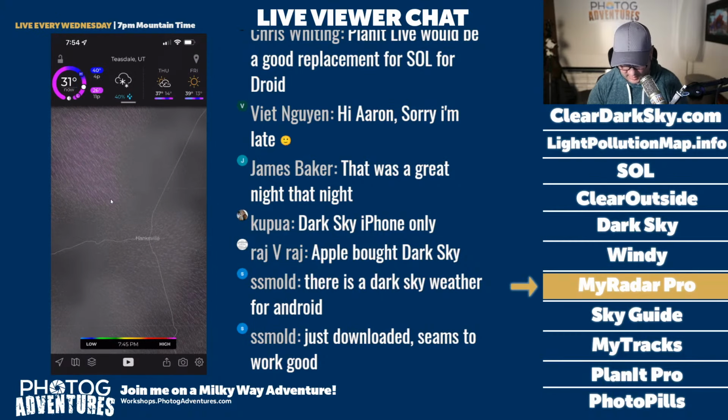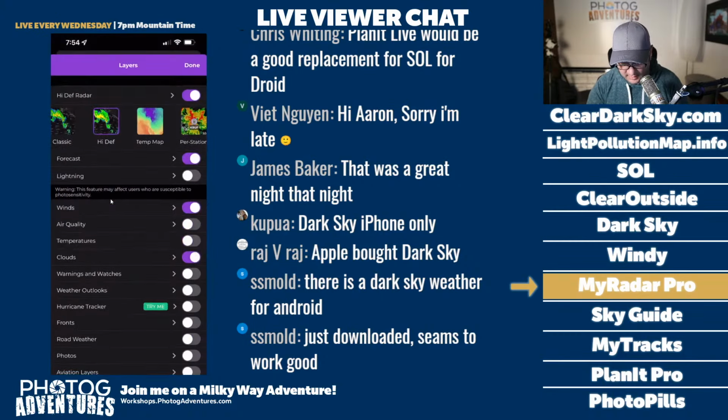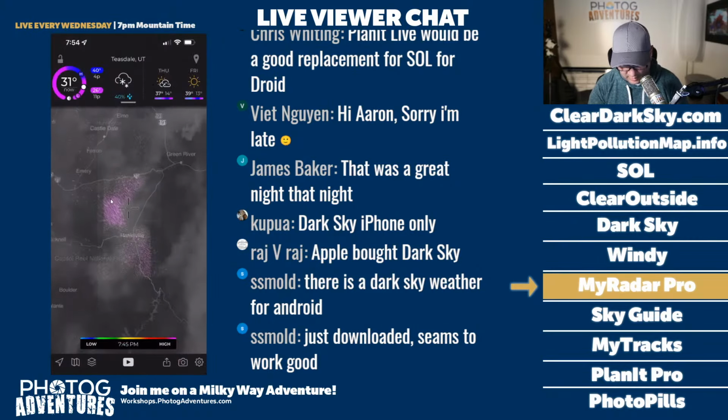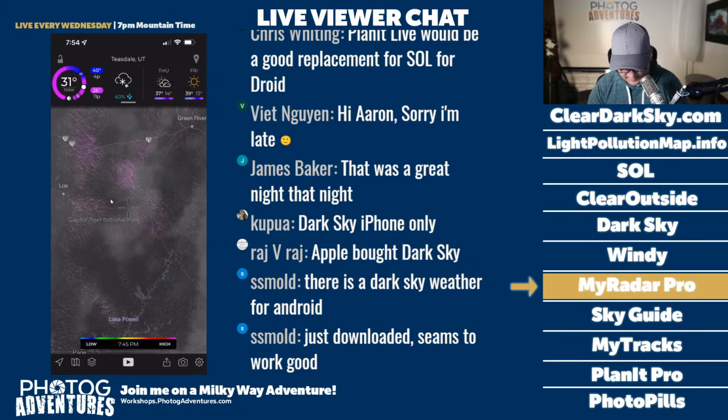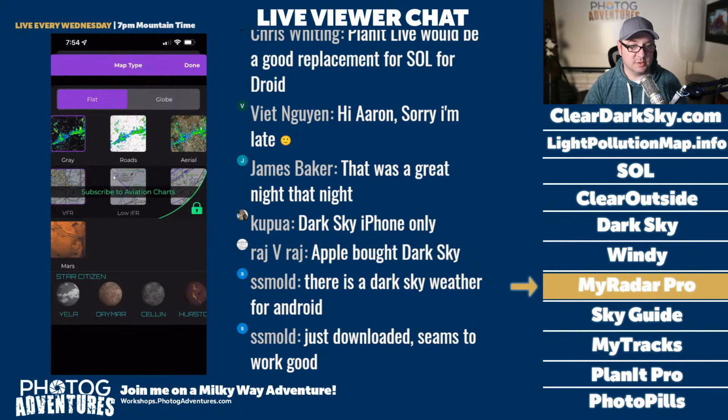Here's Hanksville. Let's change this overlay to be a classic map. Or I want it to be, let's do the high def one, which I think is what we were on, but I want to see an actual satellite image. I got gray, roads, and aerial that I can choose from, or I can subscribe to aviation charts, or I can be a star citizen and see. I'm not even certain what those are. But here's Mars if I want that Mars map. So right here I'm going to click aerial.